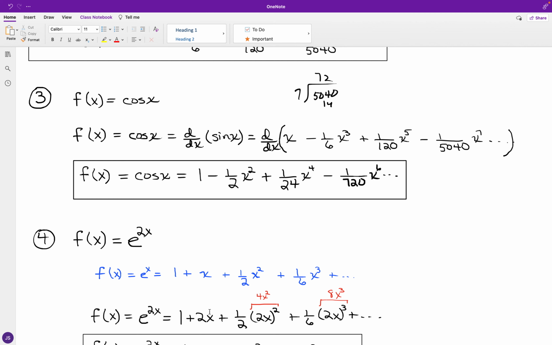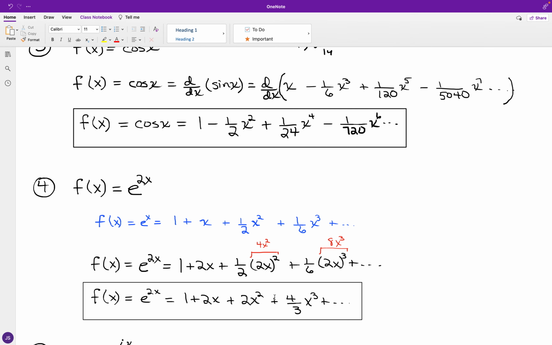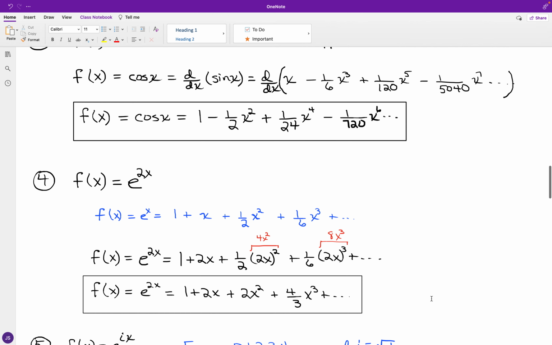So I have 1 plus 2x, and you have 1/2 of the square of 2x. The square of 2x is 4x squared. And we have plus 1/6 of the cube of 2x, and the cube of 2x is going to be 8x cubed. And so for e to the 2x, you're going to have 1 plus 2x, plus half of 4x squared, which would be 2x squared, and 1/6 of 8, which is 4/3 times x cubed, and so on. So this arrangement consists of the first four non-negligible terms of the Maclaurin series for e raised to the 2x.